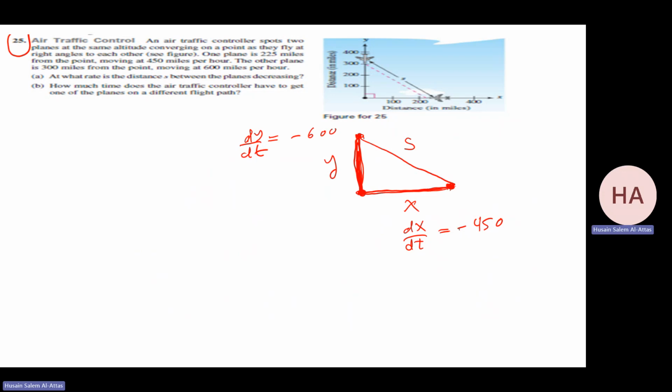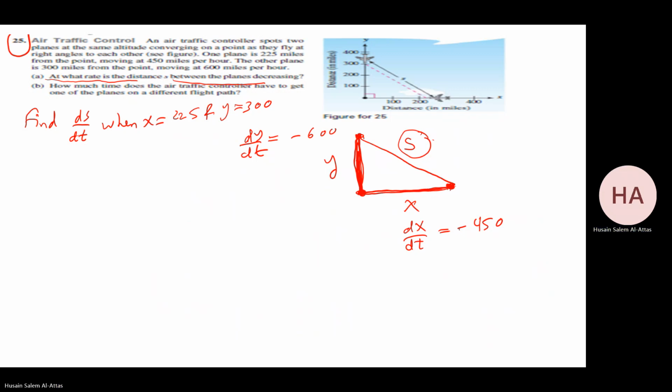Okay. So I want to find, first question, they want the rate of change of the distance between the two planes decreasing. So I want to find ds over dt when x equals 225 and y equals 300. I want to check how, because I said, what is the distance between decreasing.